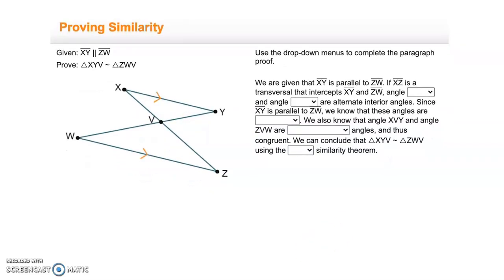Okay, try this one. All right, because we have two parallel lines cut by transversal, we know that angle YXV and WZV right here and right here are alternate interior angles. We know they are congruent. We know that right here we have vertical angles, so these triangles are similar by the angle-angle similarity theorem.